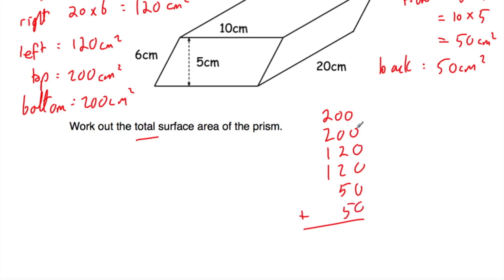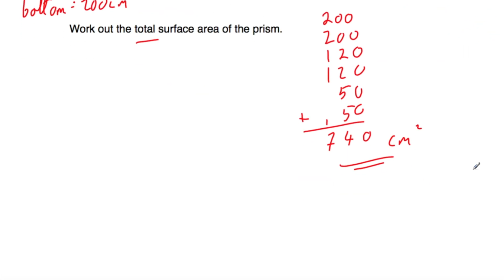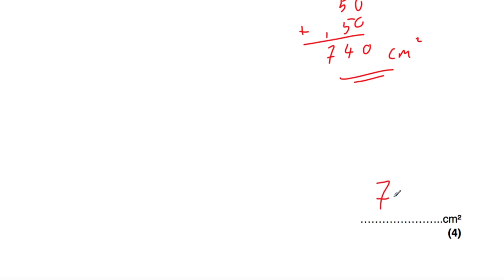Okay, so 0 plus 0 plus 0 is 0. 2 plus 2 is 4. Plus 5 is 9, plus 5 is 14, put a 4 down and carry a 1. 2 plus 2 is 4, plus 1 is 5, plus 1 is 6, plus another 1 is 7. So the total surface area of this prism is 740 centimeters squared, and that's it.